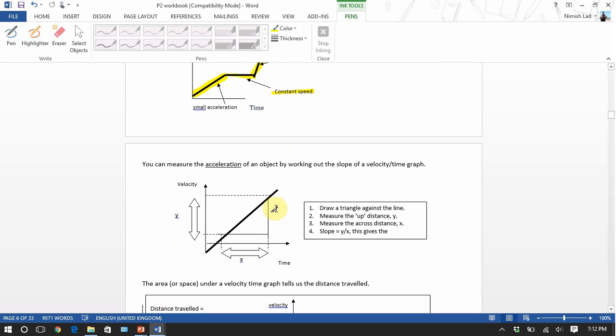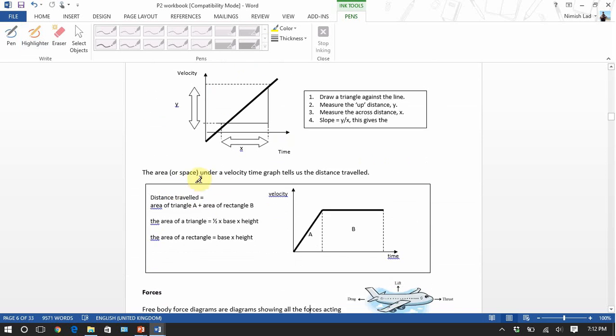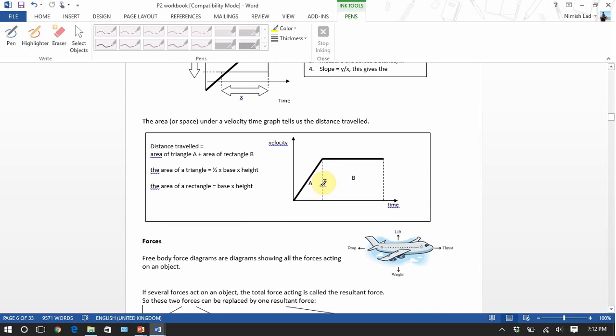Again, finding out the gradient in this one tells you something different. It's the acceleration this time. The gradient of a velocity time graph tells you the acceleration. The area under a velocity time graph tells you the distance travelled. So you can see the area under a graph here.